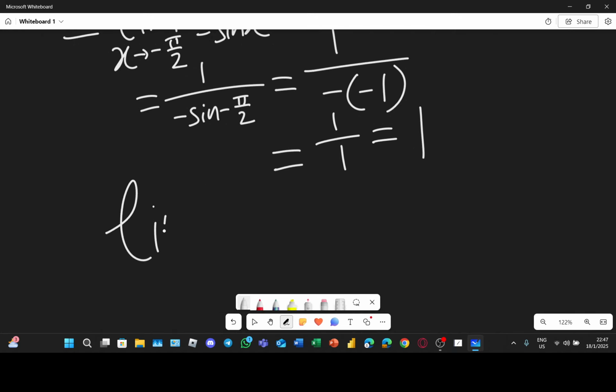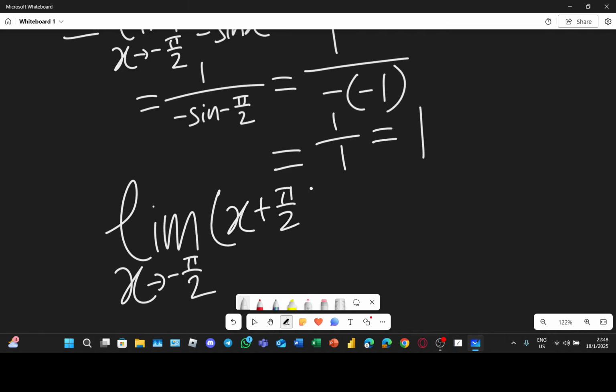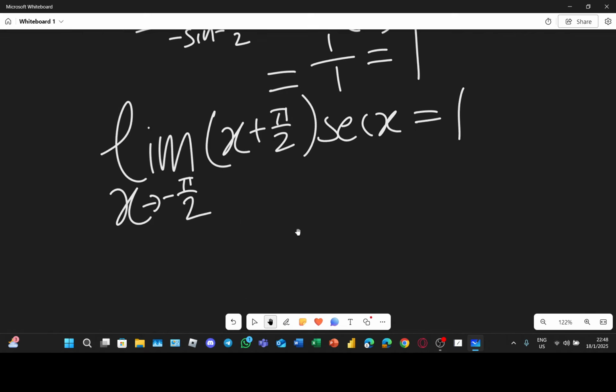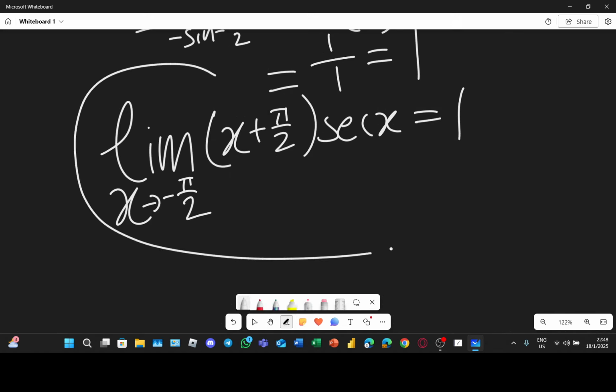And therefore, the limit as x approaches negative pi over 2, the limit of the original function that we had at the start, is 1. And this is how you apply L'Hopital's rule to evaluate such limits.